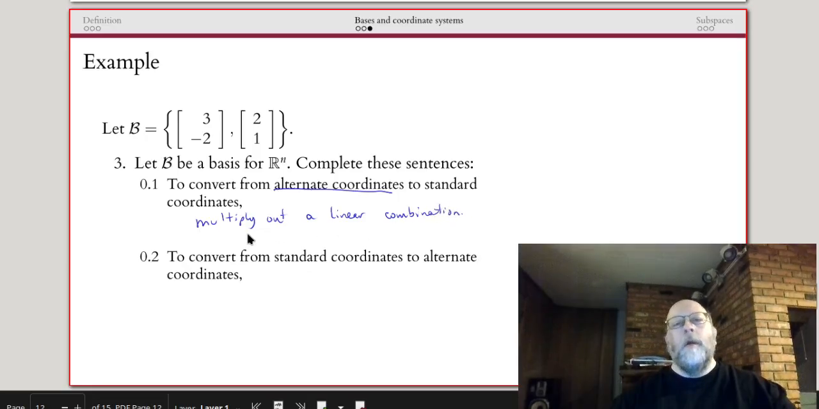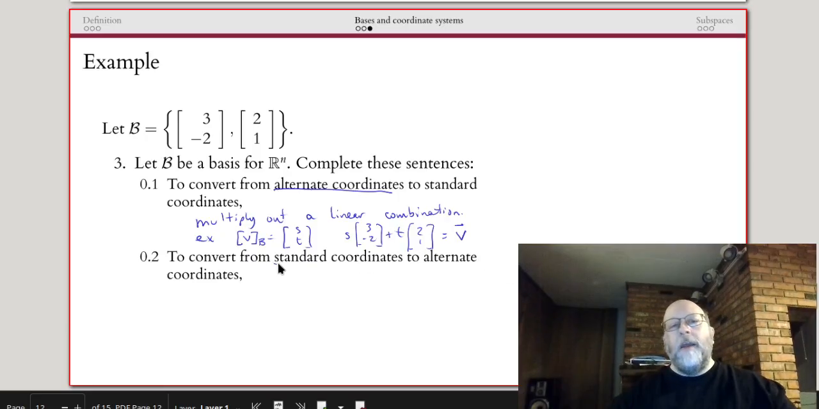For example, if the alternate coordinates were s, t, then I just calculate what s copies of (3, -2) are, and t copies of (2, 1), and the answer will be my standard coordinates in V.